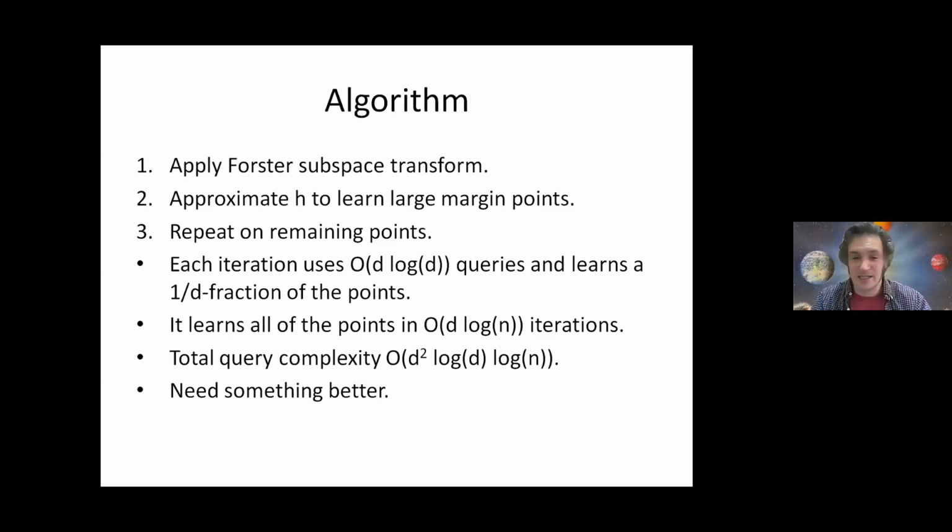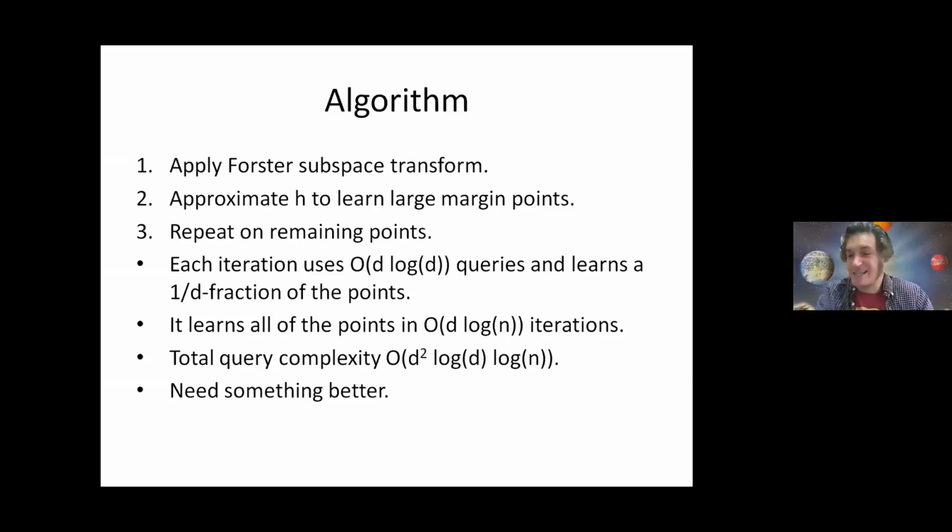Each iteration needs to use O of d log d queries, and it learns in total at least a 1 over d fraction of the points. It learns the signs of a 1 over d fraction of the points. And so the total number of iterations is O of d log n in order to learn all of the points. So the total query complexity of this algorithm is O of d squared log d log n. And this is okay.